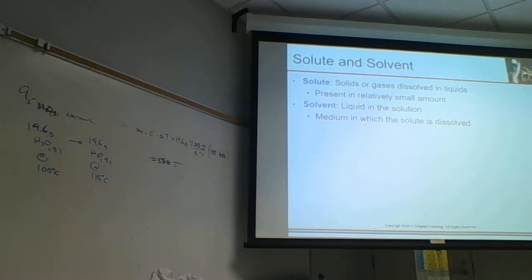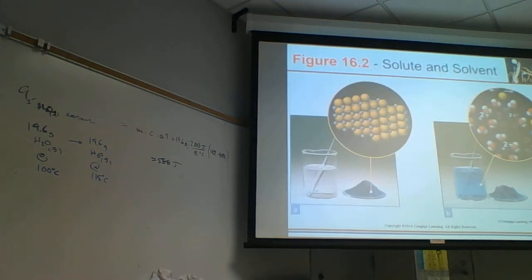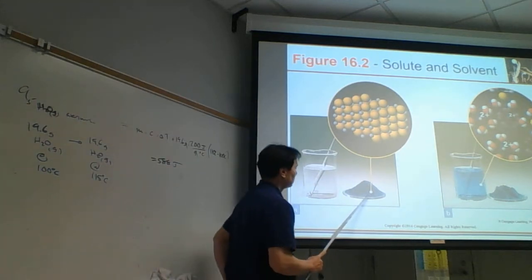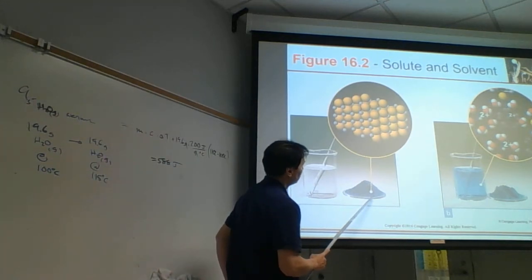It's a lot easier if we're doing sugar water. If we do sugar water, the solute is sugar, the solvent is water. A lot easier. This example. This is copper. This is copper 2 chloride.